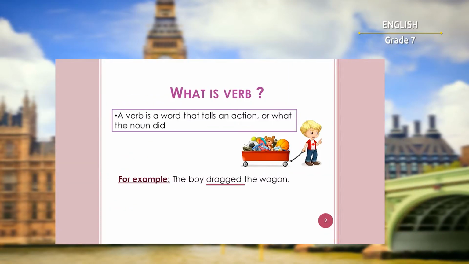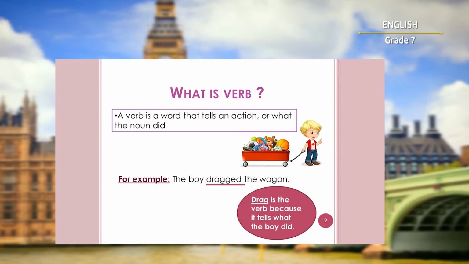At first, let me ask you a question. What is a verb? You are absolutely right. A verb is a word that tells an action or what the noun did. For example, the boy dragged the wagon. In this sentence, the word drag is the verb because it tells what the boy did.